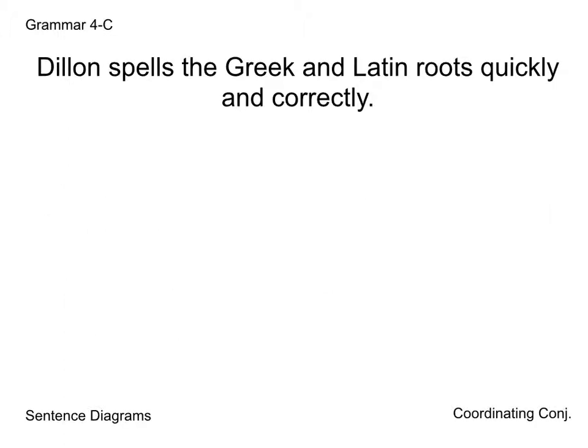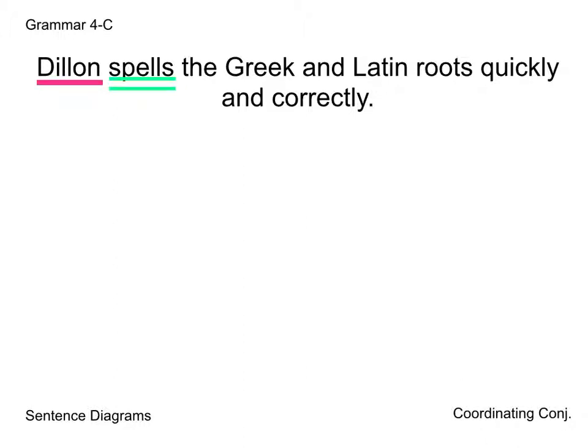So we are going to jump into this sentence. Dylan spells the Greek and Latin roots quickly and correctly. Notice how the sentences for the sentence diagramming are going to start getting quite long in Grammar 4. So there will be a lot of stuff going on in these sentences, and it's important to just take it step by step. First, just find the most important words, which are going to be the subject and the verb. Those are what make a sentence a sentence.